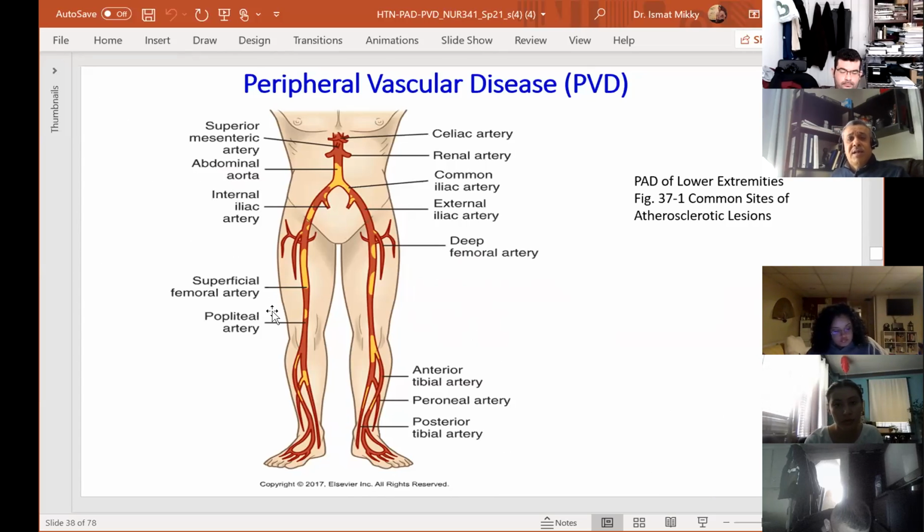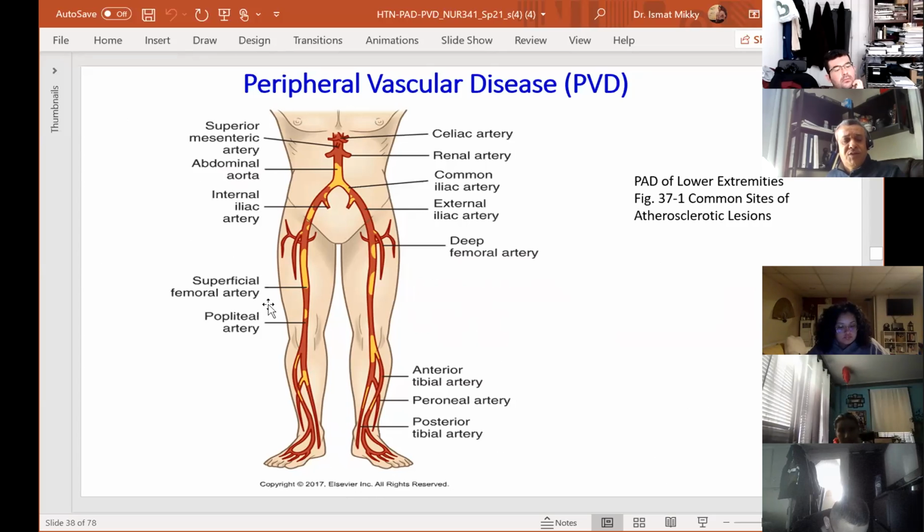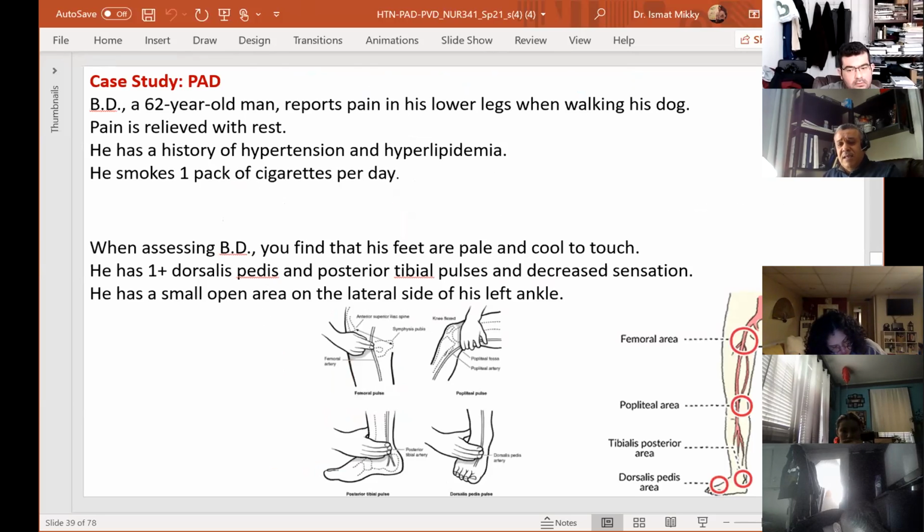So these are the new slides that I added. Very few, just the case study and two or three for illustration purposes. Like this one, for example, I found it a very good one from Lewis's textbook, and it shows the common sites for PAD. Now the case study says that patient BD is a 62-year-old man who reports pain in his lower legs when walking his dog. This is the case study on the PAD, just to apply what we have learned.